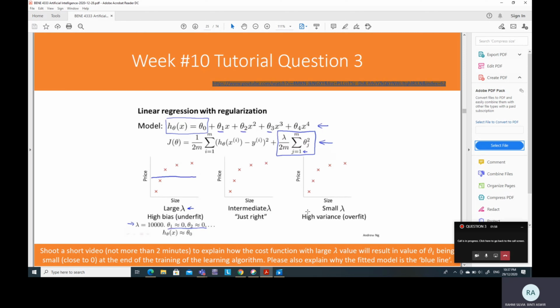But when we use a small lambda, it will have high variance and overfitting, and we choose the intermediate lambda, this one. It is because it is a good fit for this data. The fitted model is the blue line because it indicates that most parameter values are close to 0. Thank you.